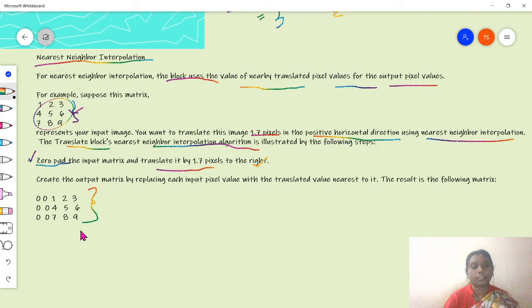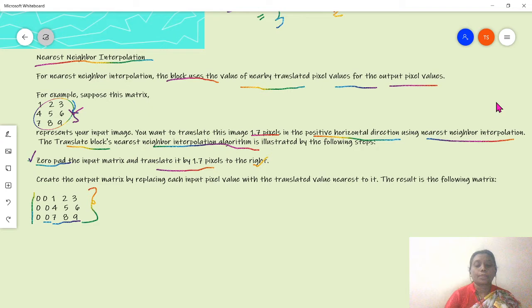So first we padded these matrix values, and then we padded these, and then the image is translated by 1.7 pixels. In this way, by using this nearest neighbor algorithm, we apply nearest neighbor interpolation for various types of image processing operations, for example zooming, and applying some other operations upon that.